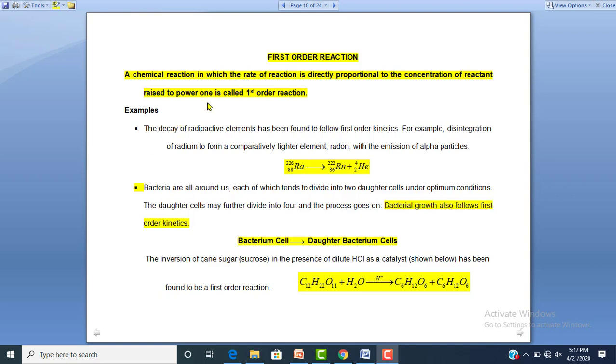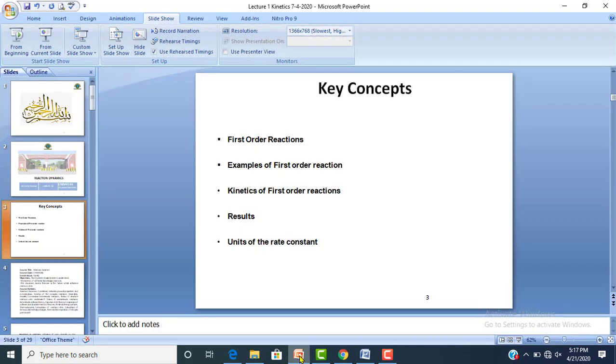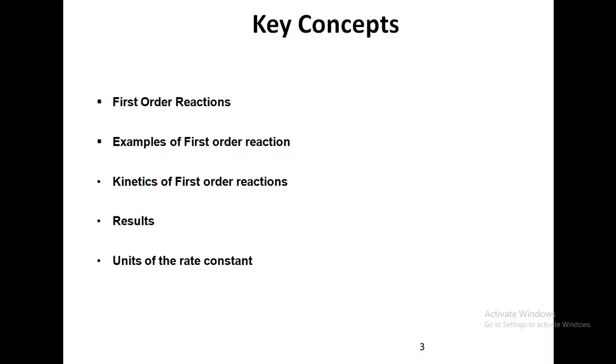It is the second part of my lecture number 2. In the previous lecture, we studied about zeroth order reaction. Dear students, now we will study in detail about the first order reaction: the examples of first order reaction, the rate constant expression of first order reaction, results, and units of the rate constant.